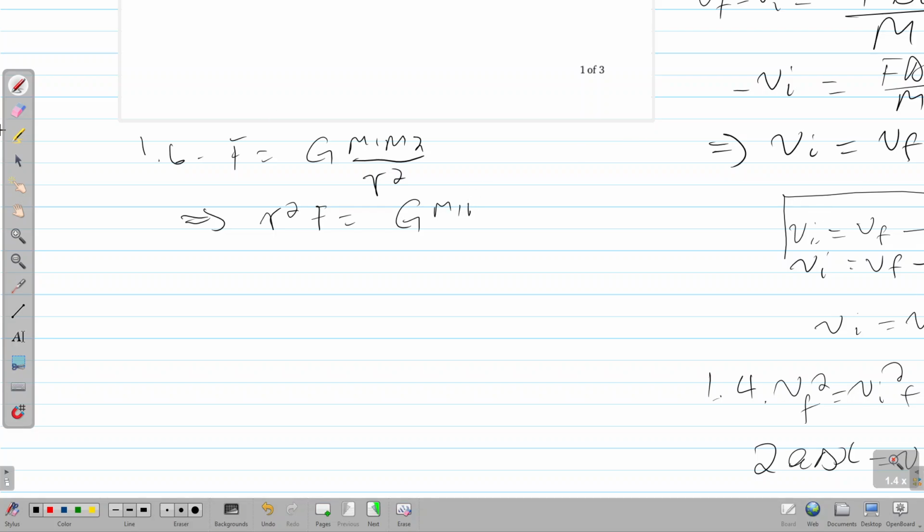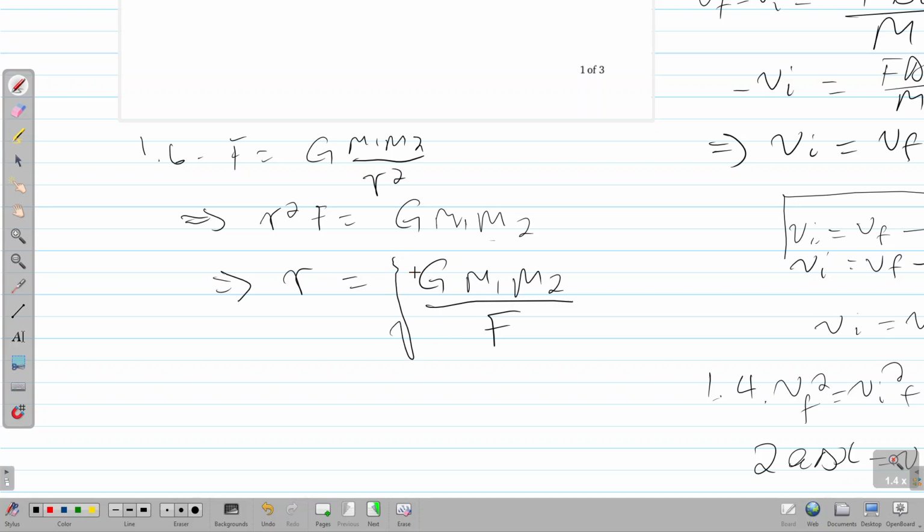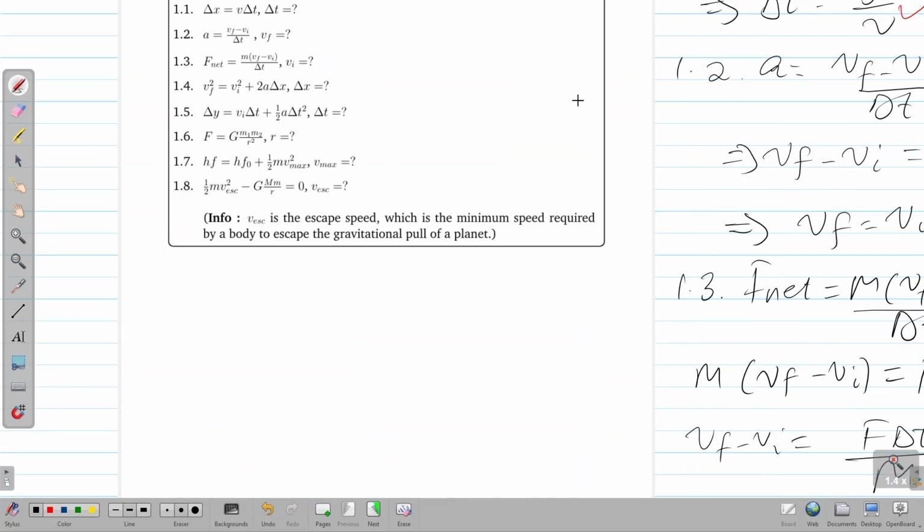Okay, let me just erase this. G m1 m2. Okay, so then that means that R is equivalent to, so you divide by F, all right, and then you take the square root, positive root, since R is distance, so it should be positive. And so that's how we do 1.6.